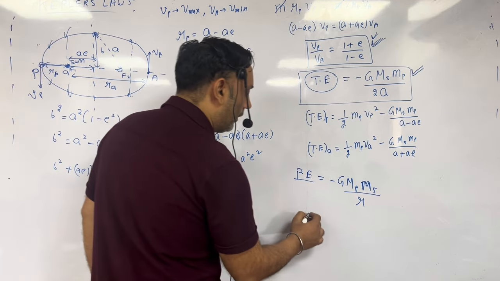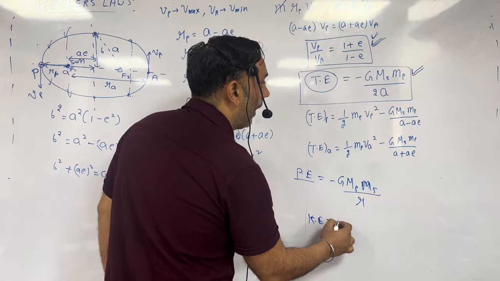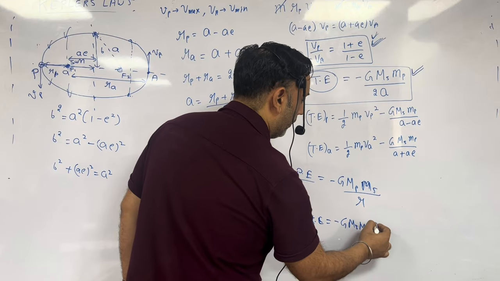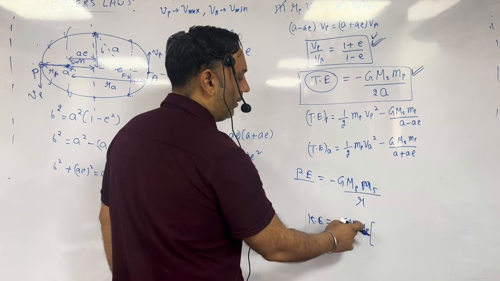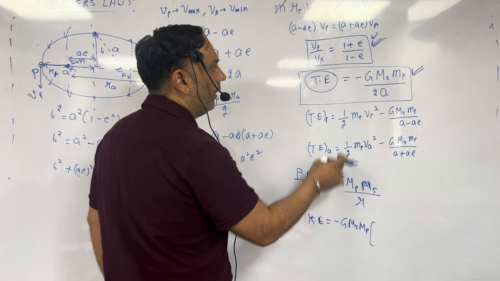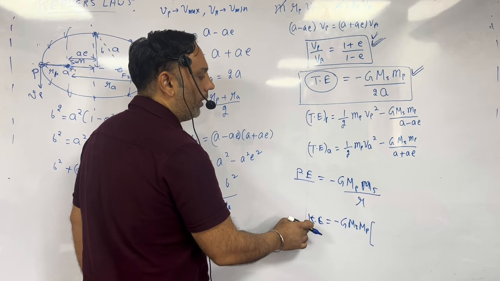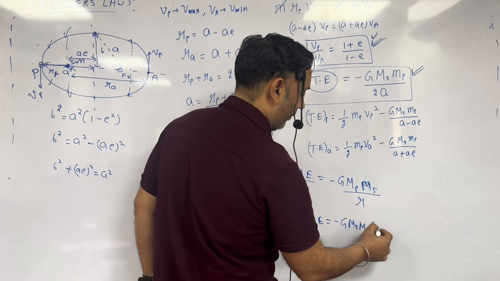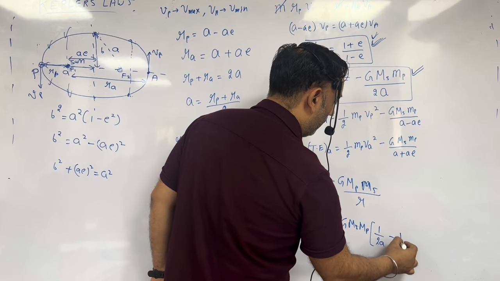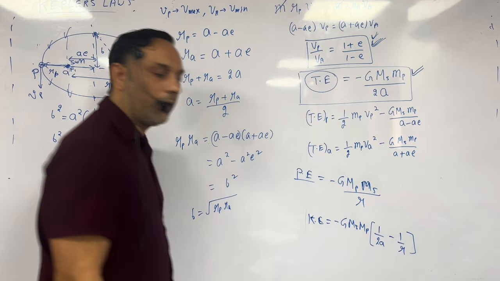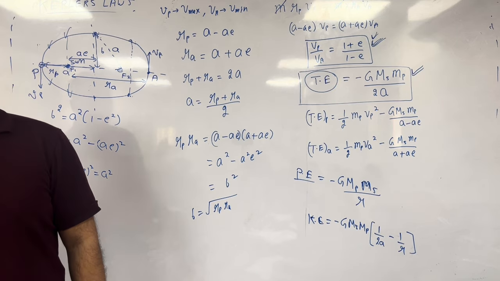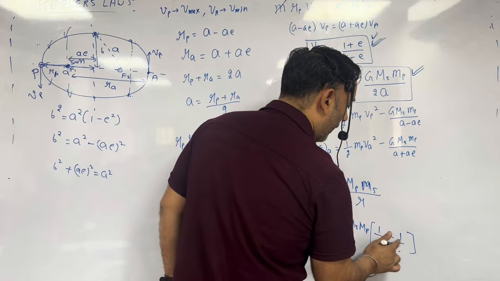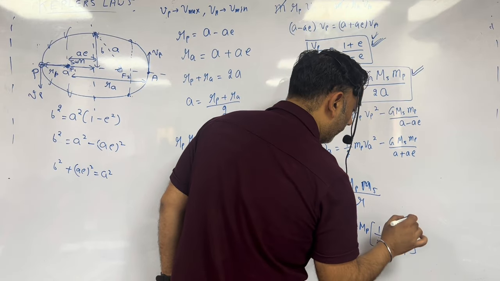So kinetic energy at any location is total energy minus potential energy, where potential energy is minus G Ms mp by R. So kinetic energy will be total energy minus potential energy, that is G M m into (1 by R minus 1 by 2A). That is going to be the kinetic energy at any distance.